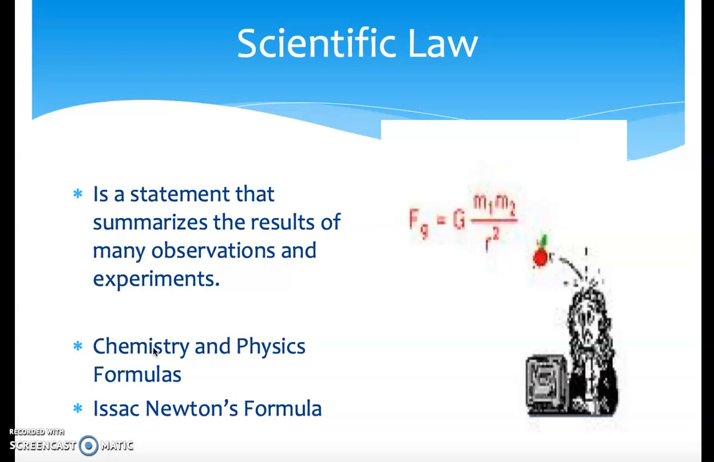Now, here's Isaac Newton's formula. The apple fell from the tree. He created the formula Fg equals G times M1 times M2 over R squared. And he figured this out: mass of the one object to the other object, radius squared, and that's the force of the gravitational pull. He noticed this could be applied to the apple, and every time it falls, this is the force of gravity.